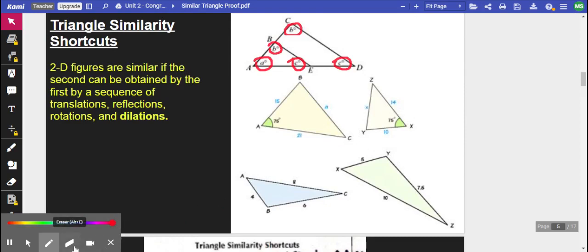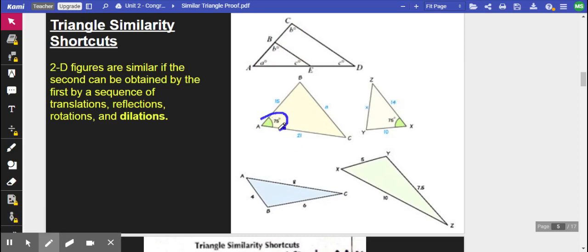Next, we can look at the middle pair of triangles, and we want to first notice that they have an angle in common right here. We have one angle in common right here. Then we want to look at the comparison of the sides. So we don't know what side A and side X are, so we're going to ignore those two particular sides of the triangles.